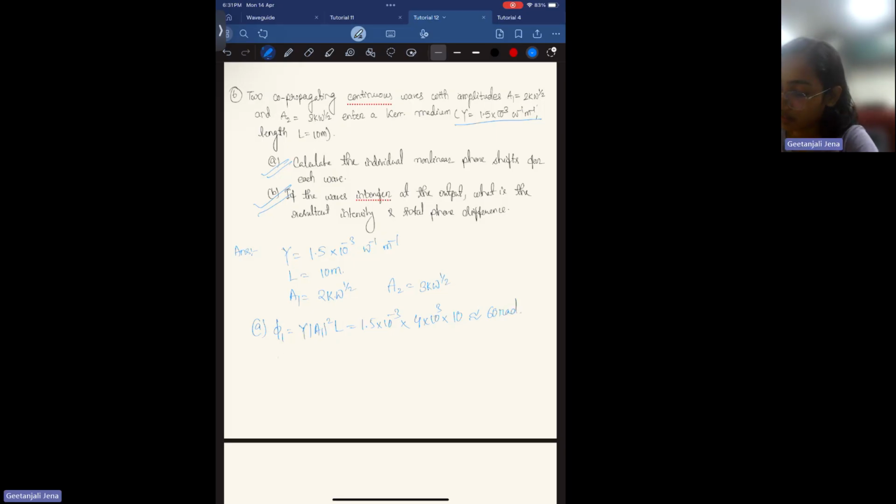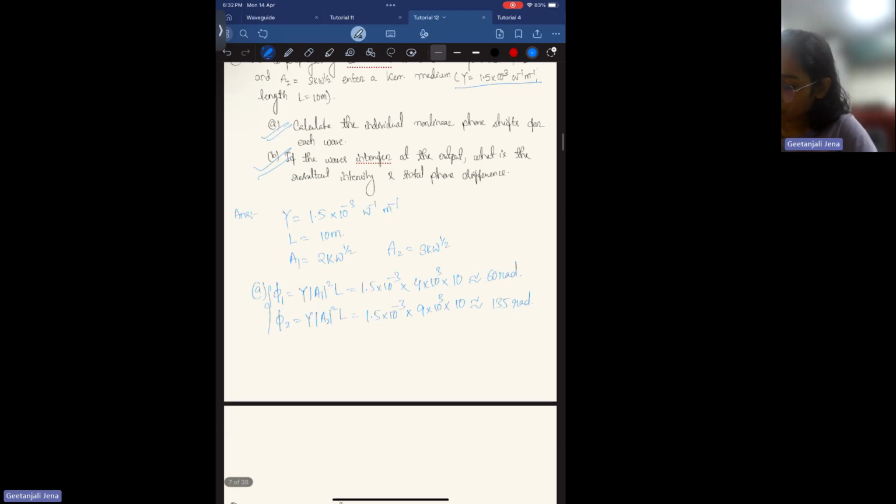And for the second wave, phi 2 is gamma A2 square L. So gamma is 1.5 into 10 to the minus 3, A2 square is 9 into 10 to the 3, and L is 10. So this will be 135 radian. So finding the individual nonlinear phase shift is easy.